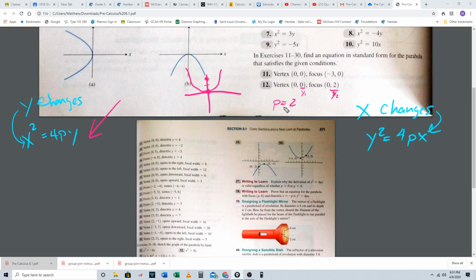So we have everything we need to make the equation. We know that it's going to be x squared equals 4py. P is 2, so 4 times 2 is 8, times y. That's the answer, number 12. See, these are really not too bad to do.